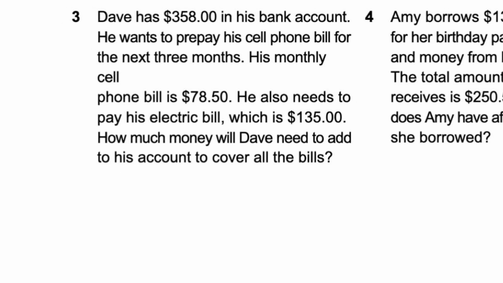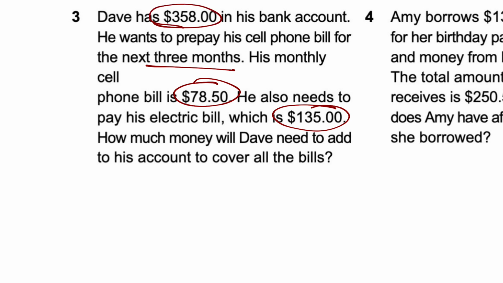So Dave has $358 in his bank account, and he wants to prepay his cell phone bill for the next 3 months. Let me write that down, 3 months. His monthly cell phone bill is $78.50, and he also needs to pay his electric bill, which is $135. How much money will Dave need to add to his account to cover the bills? So what kind of strategy do you guys feel like using in this?